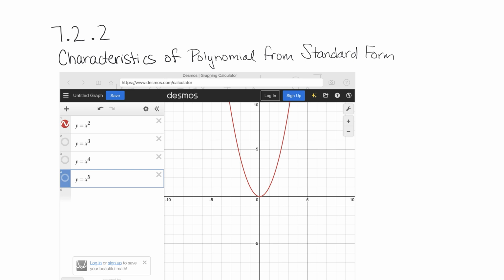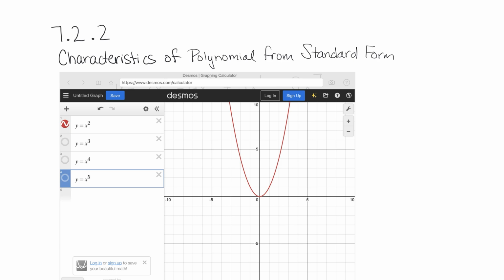F of x is approaching positive infinity. Both sides are going up. Okay, now let's compare that to x to the third. So I'm going to turn off the x squared. And I'm going to look at y equals x cubed.